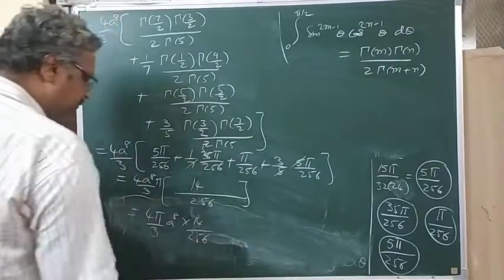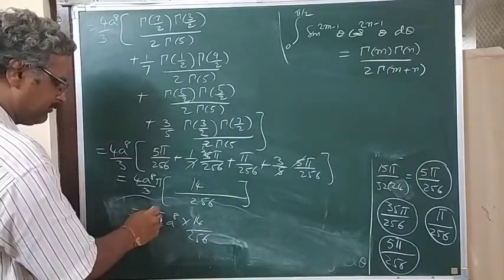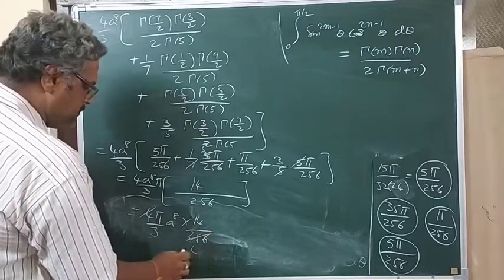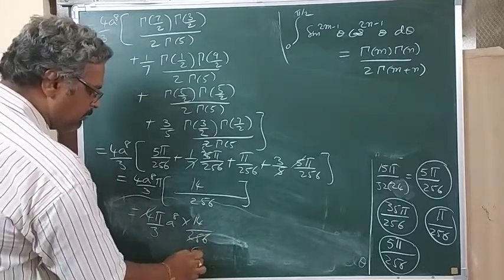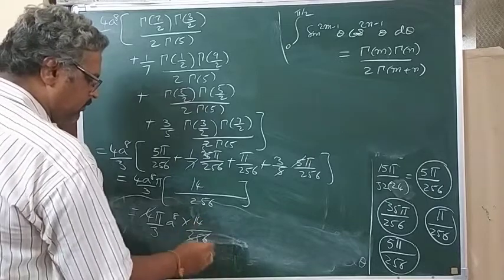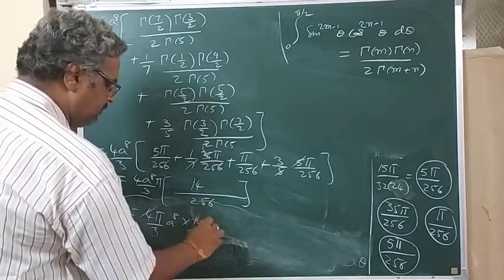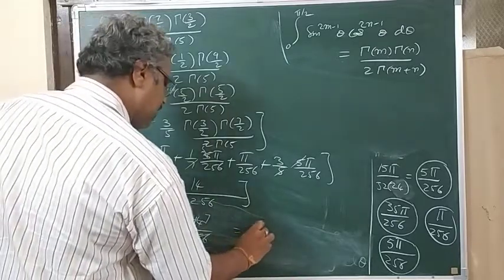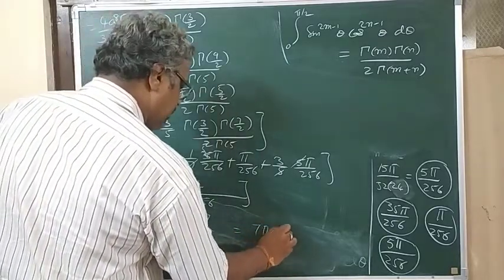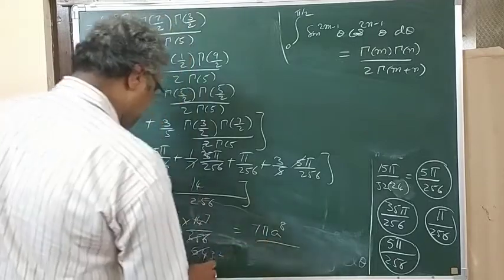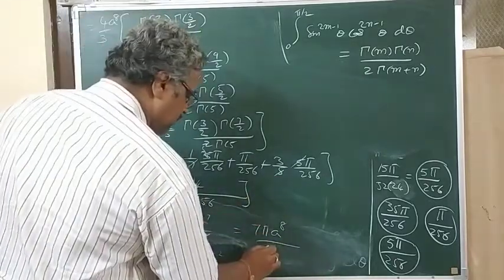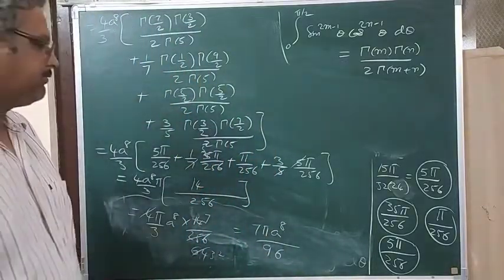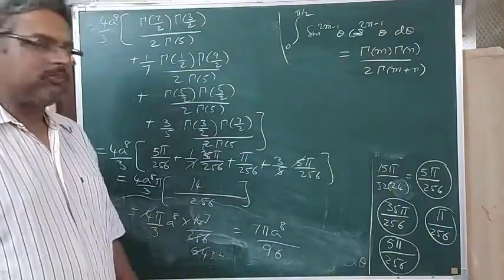Now simplification. 64 times, 7 times, 32 times, 7 by a power 8 by 32, 3s are 96 is the answer. Okay. Thank you.